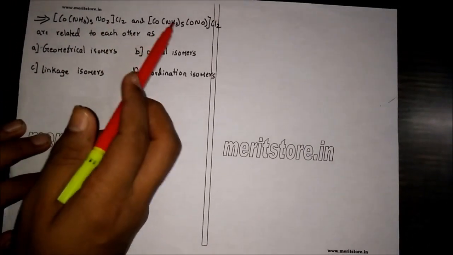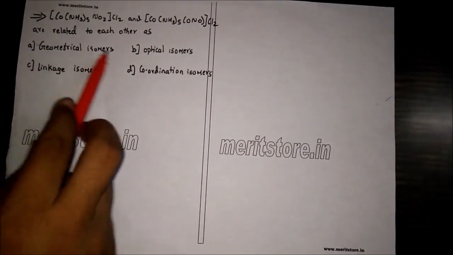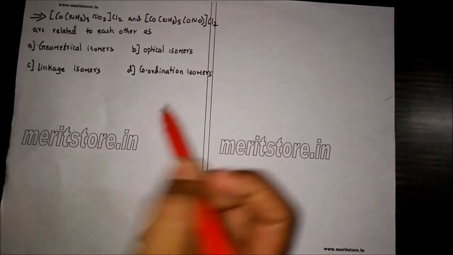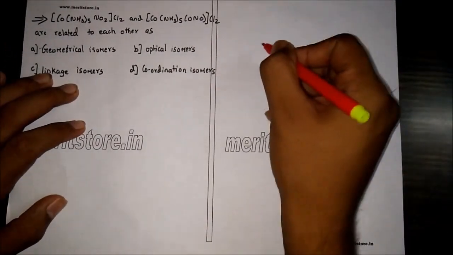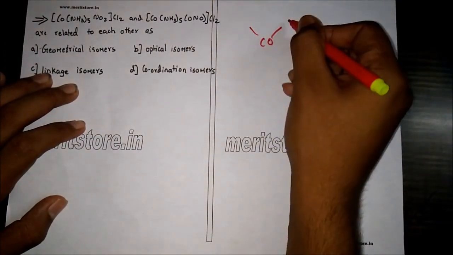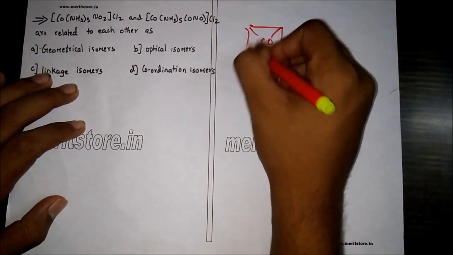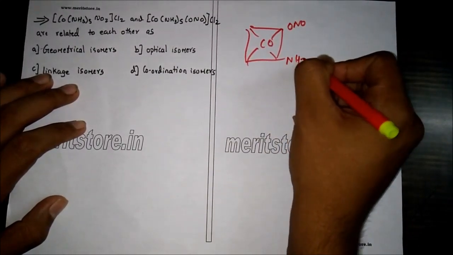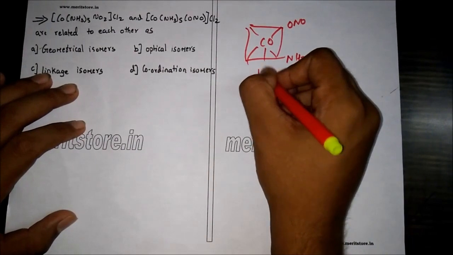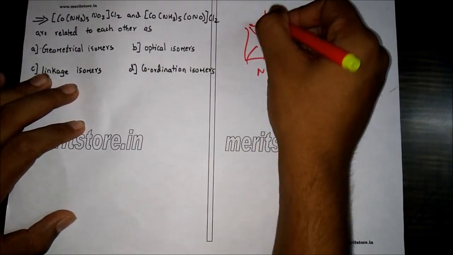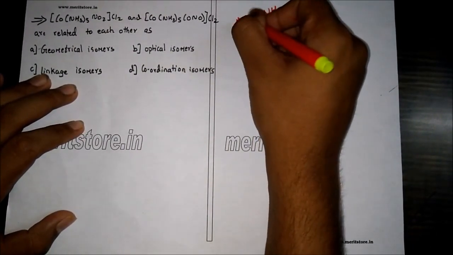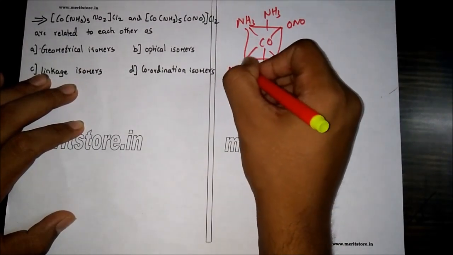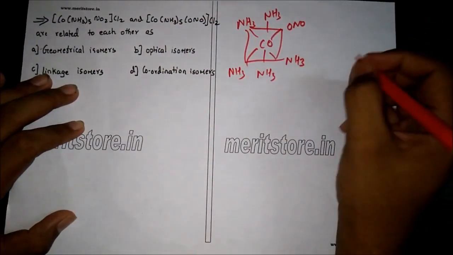[Co(NH3)5NO2]Cl2 and [Co(NH3)5ONO]Cl2 are related to each other as here are the options. Now, let's look at the diagram of both these things. Now, Co with ONO, NH3, NH3, NH3, NH3, NH3. This is the second compound.